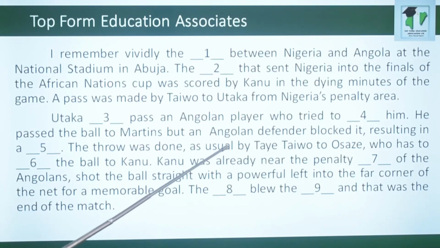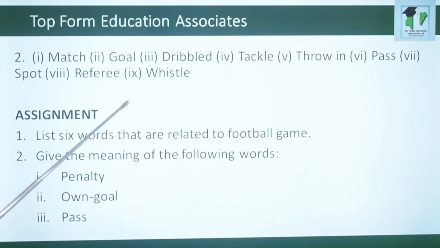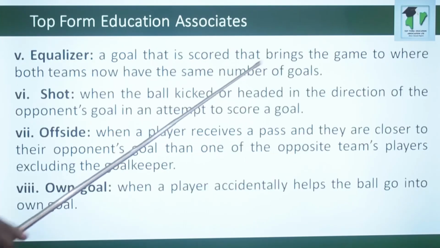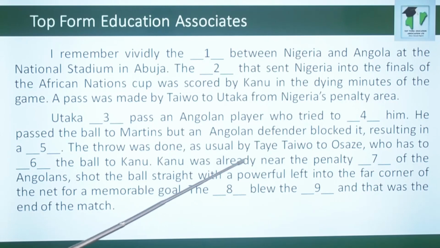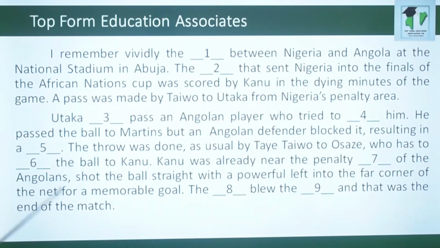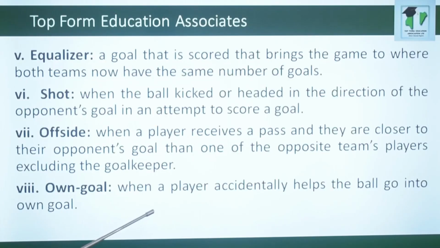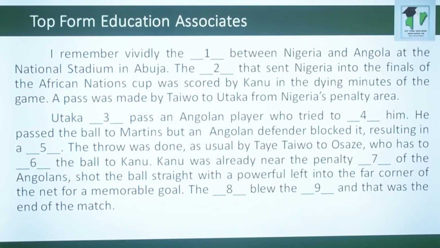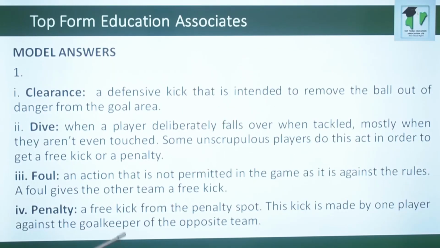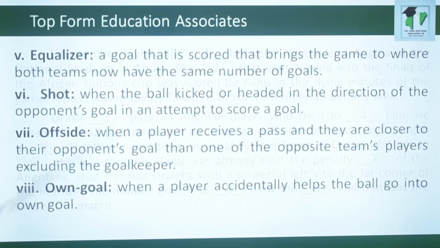The throw was done, as usual, by Taiwo to Ozazi, who has to pass the ball to Kano. Kano was already near the penalty spot of the Angolans. Shot the ball straight with a powerful left into the far corner of the net for a memorable goal. The referee blew the whistle, and that was the end of the match. So these are the model answers to these questions.